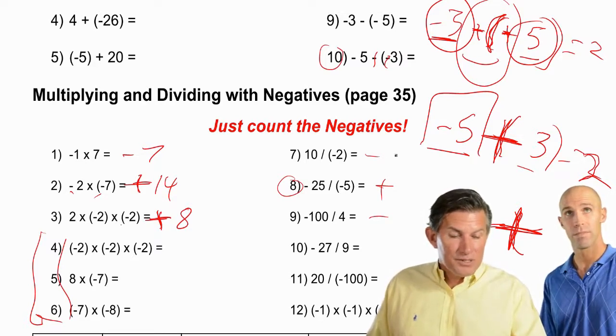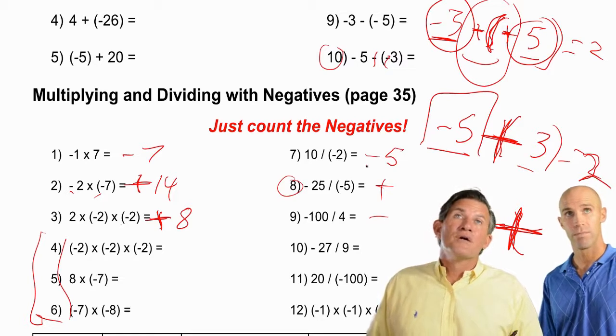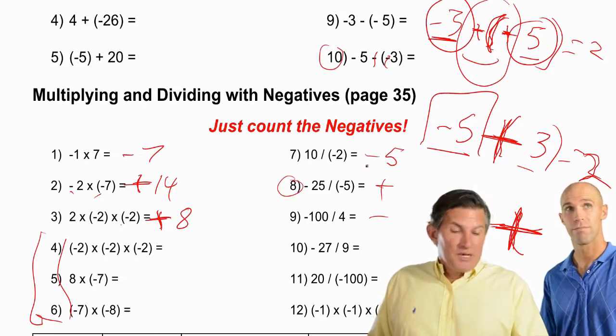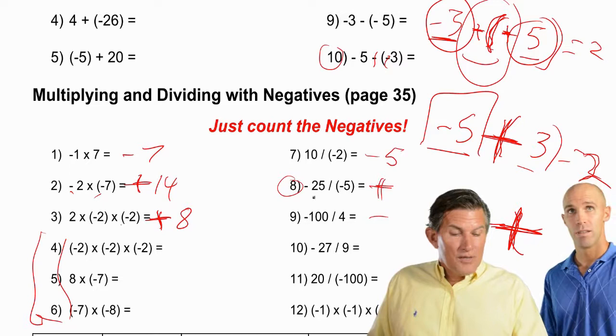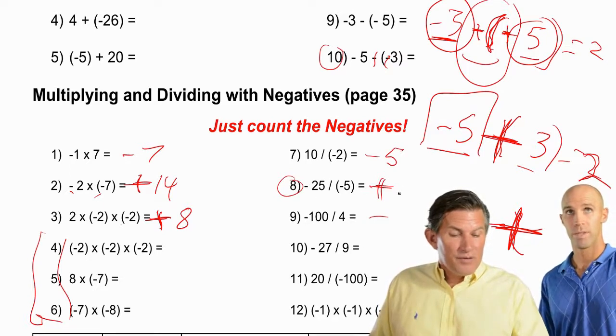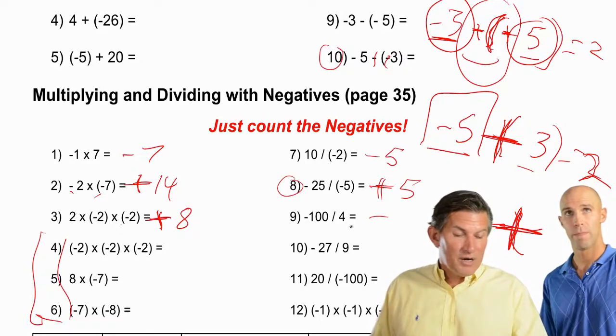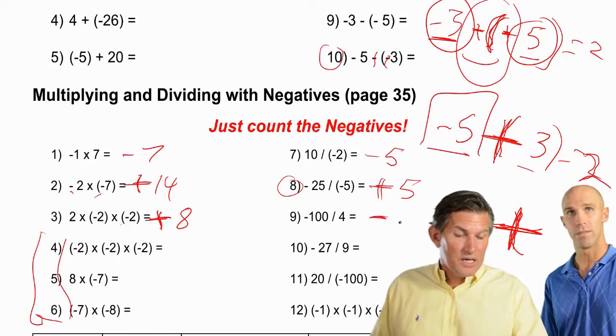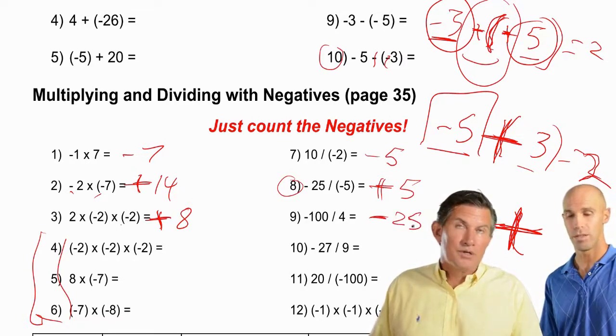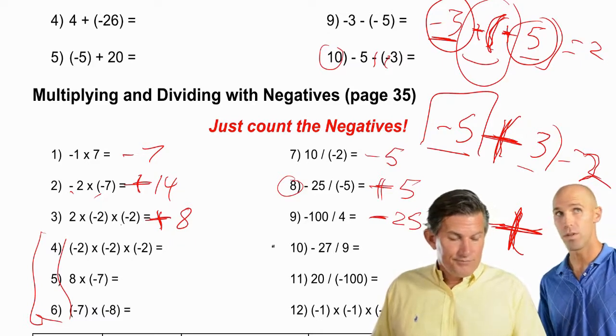10 divided by 2 is? 5. So 10 divided by negative 2 is negative 5. How many negatives? 1, 2. And then what's 25 divided by 5? 5. So it's positive 5. Okay. What's 100 divided by 4? Only one negative? 25. It's negative 25. Right, of course. So do all the signs first, do all the numbers second.